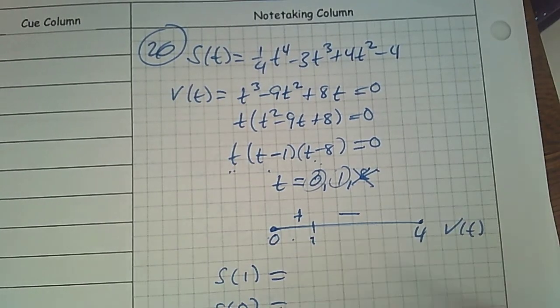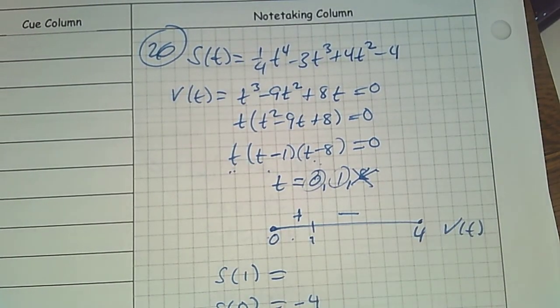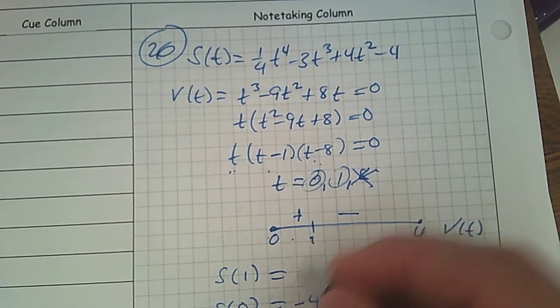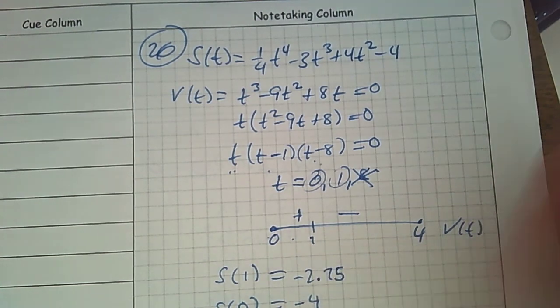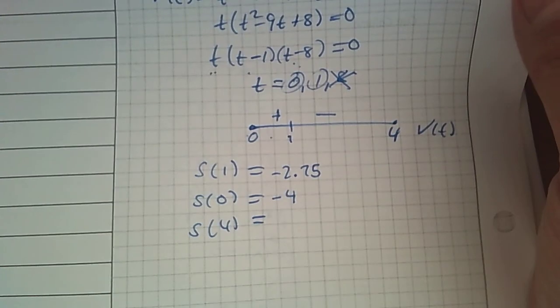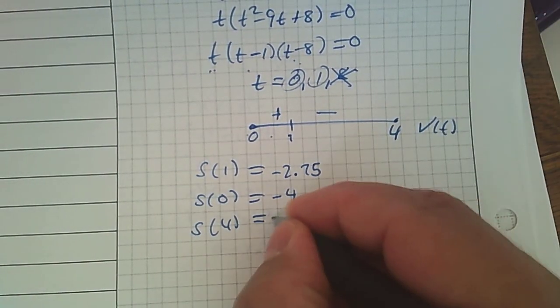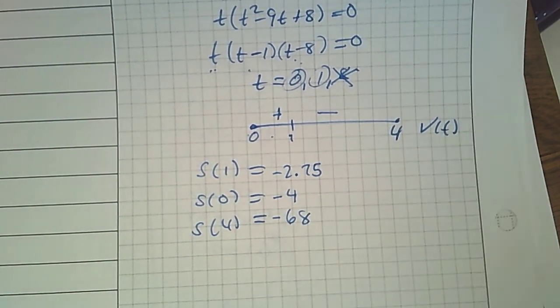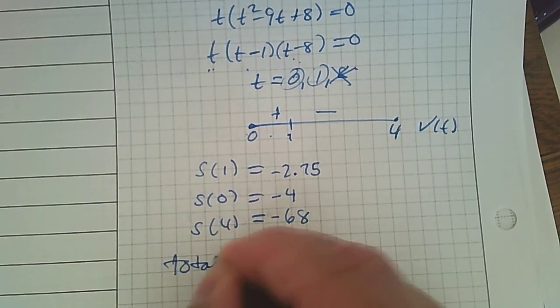So if I plug in 0, that's the easy one. That's negative 4. If I plug in positive 1, and I'd let you use your calculator there, it's negative 2.75 if you change it to a decimal. If you plug in positive 4, the answer is negative 68. So now how does that help me find total distance?